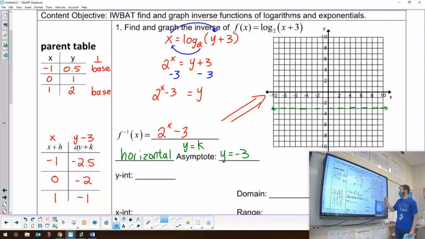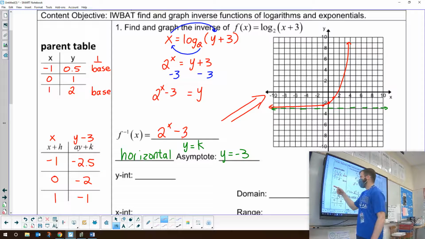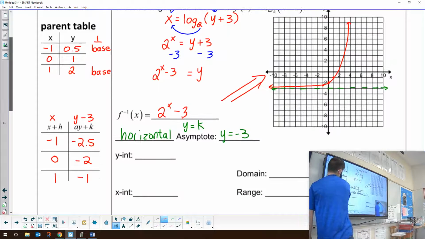We're going to have a point at -1, -2.5, so right about there. 0, -2, so right about there. And 1, -1, so right about there. And our graph is going to hug this horizontal asymptote, and then it's going to start spiking up whenever we hit these 3 points. And so you can kind of see where our graph is at. All right?